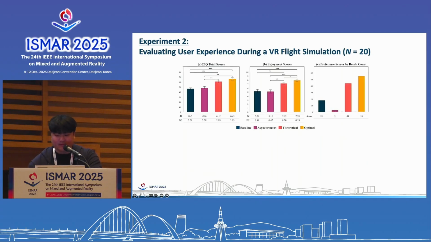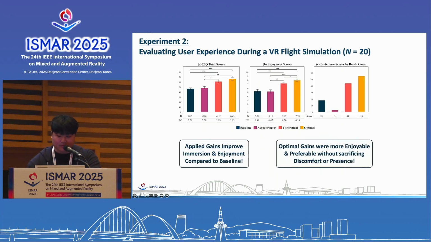In terms of presence and enjoyment, the theoretical and optimal conditions showed significantly higher scores compared to the baseline and asynchronous. And although optimal gains did not show a significant improvement in presence compared to theoretical, users found the optimal to be more enjoyable and preferable, likely due to its higher correlation with the virtual context of simulated flight. Importantly, users reported that applied vertical motion improved user experience while not sacrificing discomfort or presence.